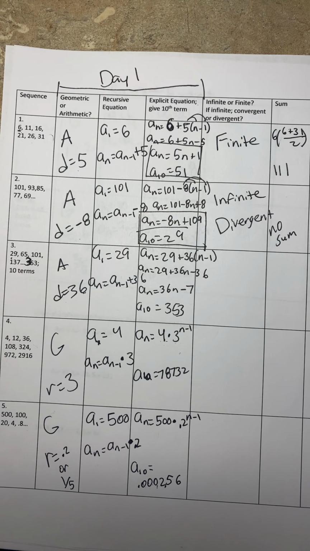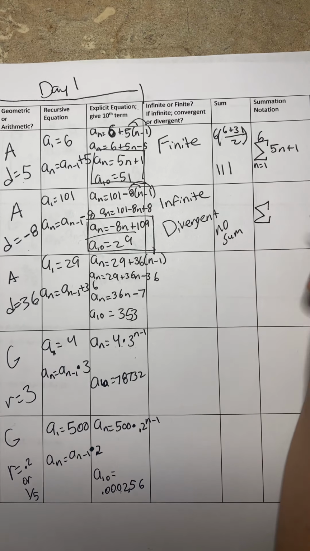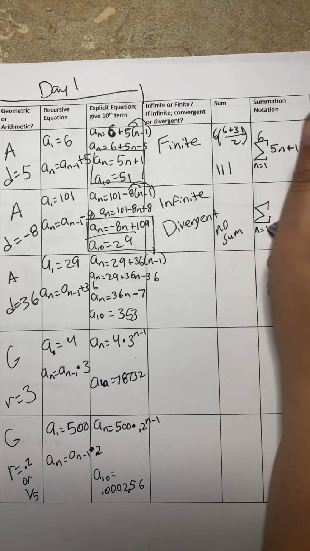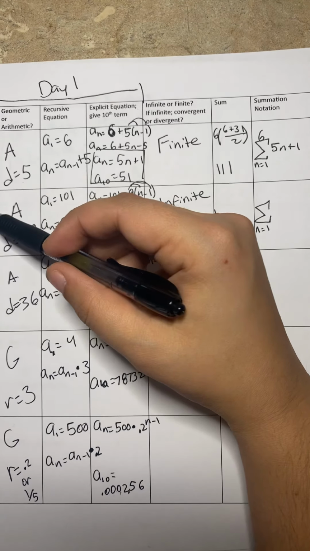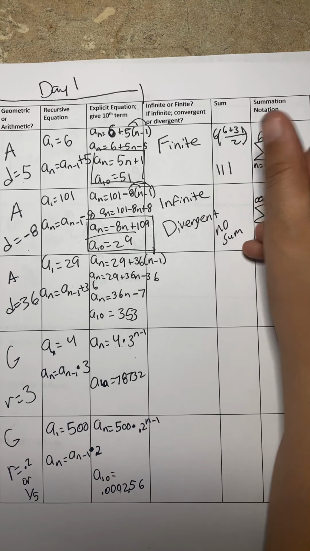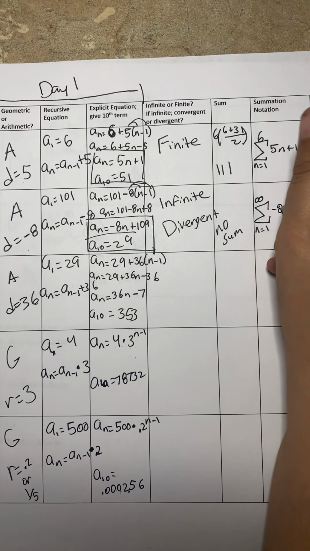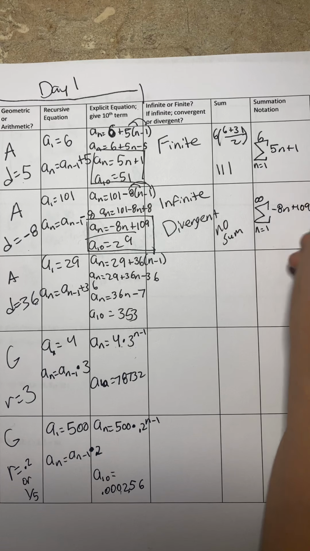Okay, and so then to write our summation notation, we write our sigma, and n equals 1 goes on the bottom every time. And because I have this dot, dot, dot at the end telling me it's going infinite, that means I'm going to use the infinity symbol. And then we just write our explicit equation. So negative 8n plus 109.